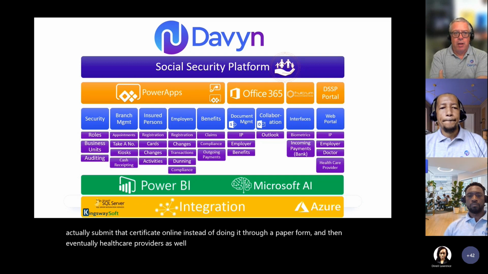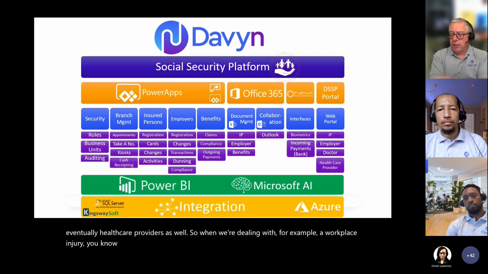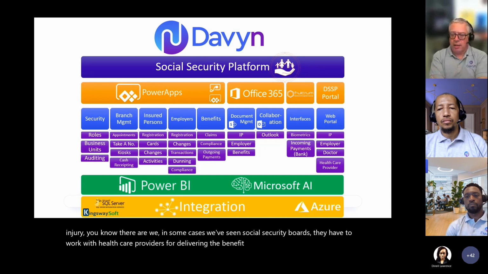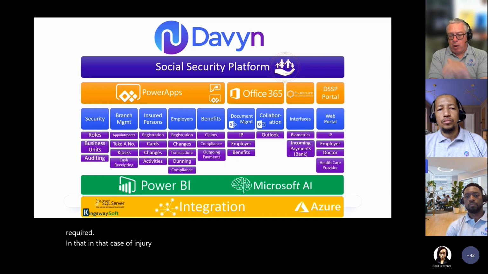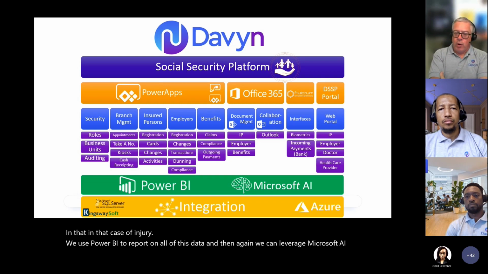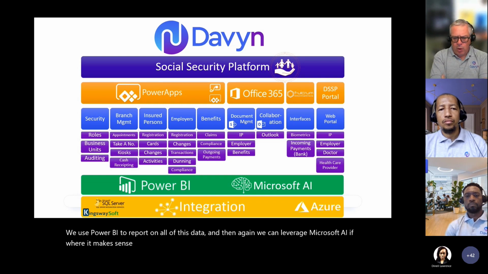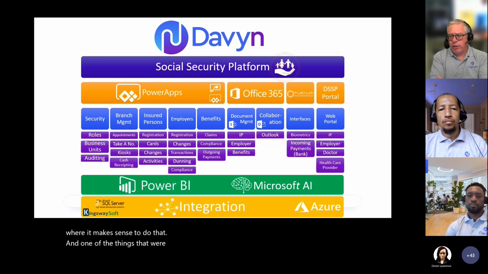So when we're dealing with, for example, a workplace injury, in some cases we've seen Social Security boards have to work with healthcare providers for delivering the benefit around the healthcare that's required in that case of injury. We use Power BI to report on all of this data. And then again, we can leverage Microsoft AI where it makes sense to do that. And one of the things that we're looking at is how we can use AI to look at claims or, in particular, detection of fraud, things like that.